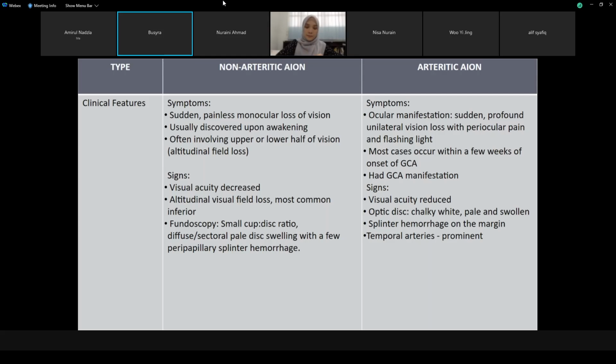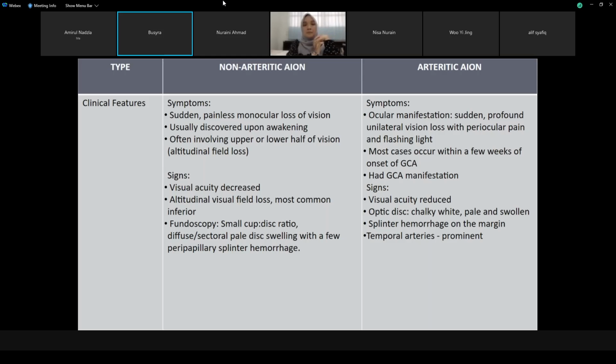And for the visual field, there are visual field defects which are typically the inferior altitudinal, but there may also be the central, the paracentral, the quadrantic, this one-quarter of the vision, and also arcuate defects can be seen. For the fundoscopy, the finding may show a small cup-to-disc ratio, which is less than 0.3. There also may be diffuse or sectoral pale swelling that is associated with a few peripapillary splinter hemorrhages. I will show the picture later.